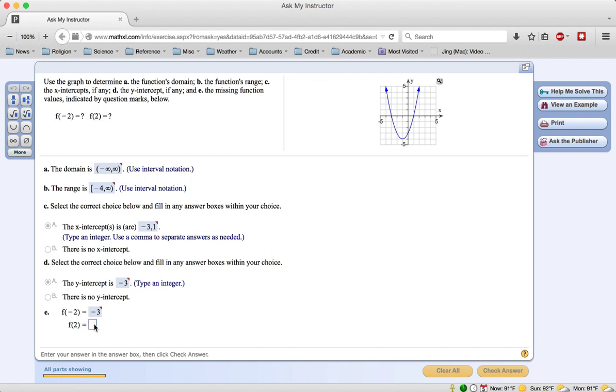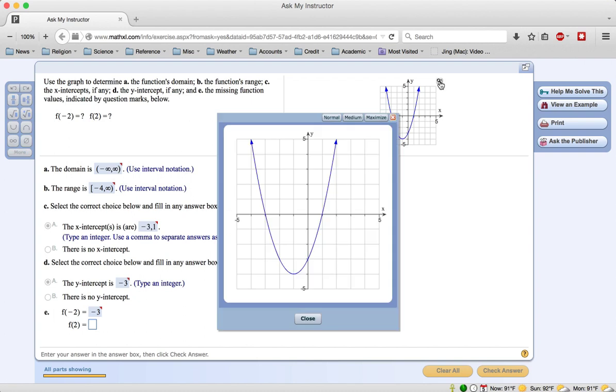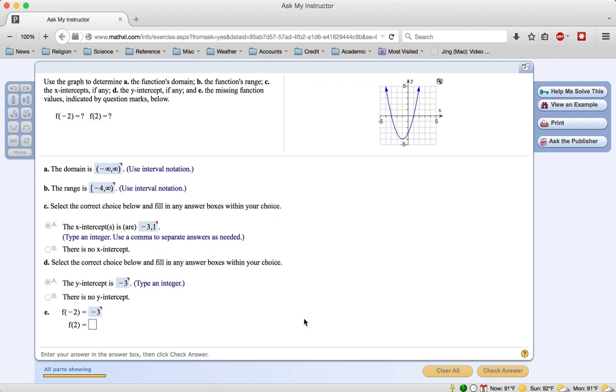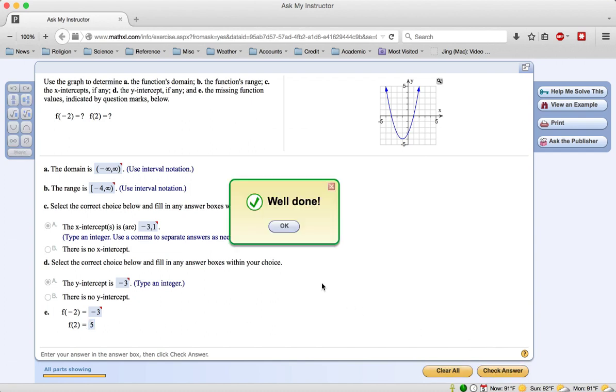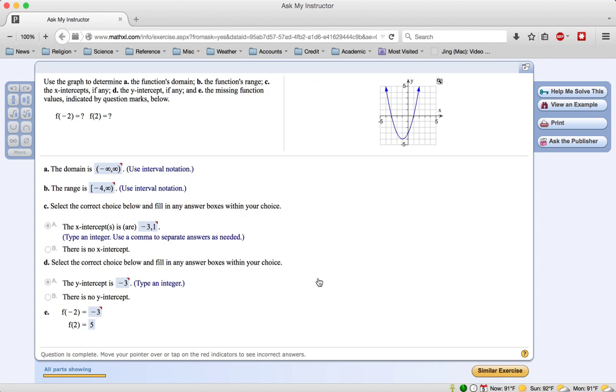And for f of 2, then, you do the same thing. Start over here at 2, let me blow up the graph a little bit. Start here at 2, and then come up and down until you find the graph. It looks like the graph is going to get right here at 5. And that looks like that's really where the answer is. Okay? Just like that. And that finishes it up.